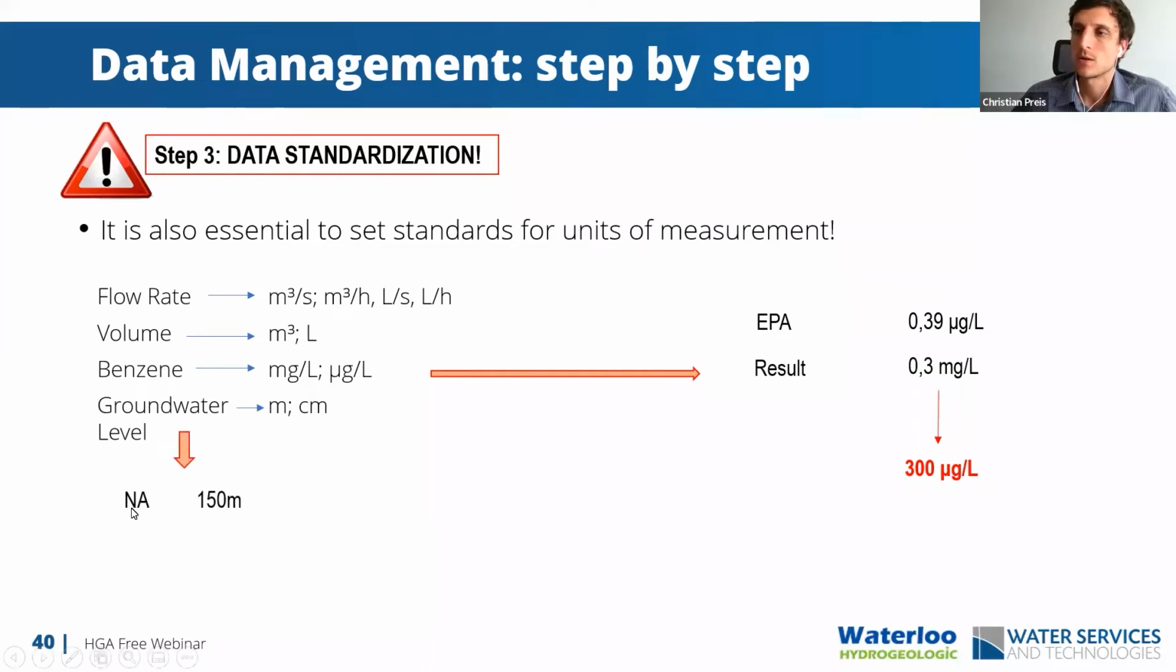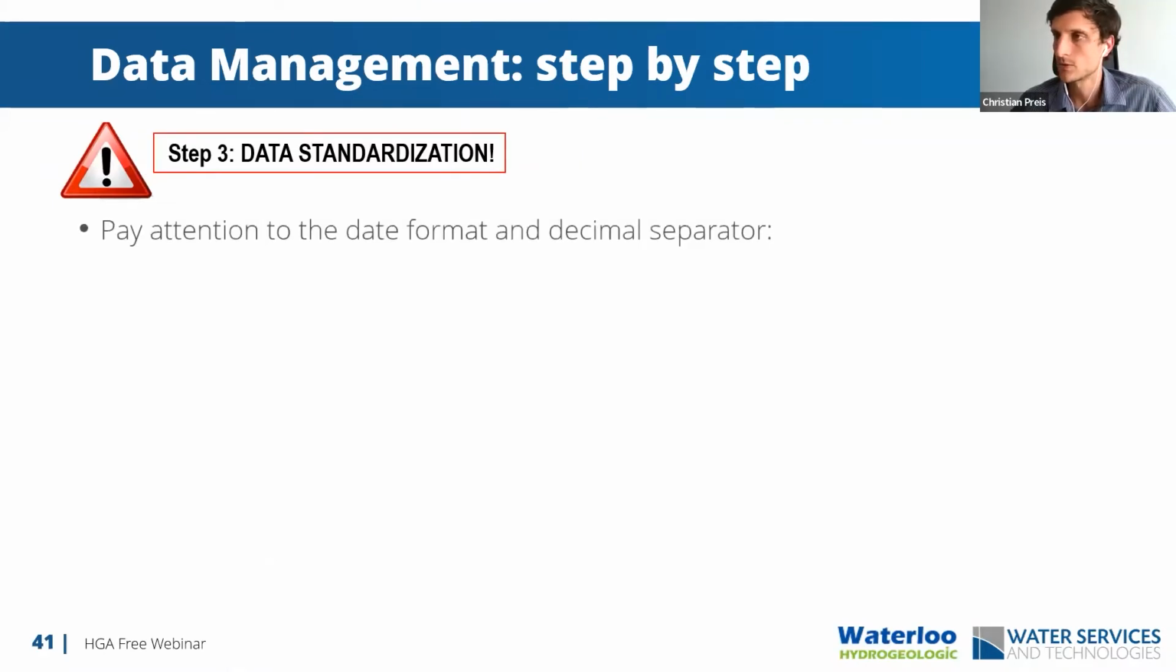Same for groundwater level. For example, I can have 150, that could be meters, and what does it mean? Is it elevation? Is it depth? Or what does this number mean? So it's very important to set these standards. And also, is it 150 centimeters or meters, or 15 meters? So it's very important to have this.